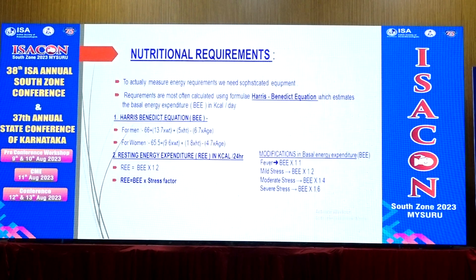Now coming to the nutritional requirements, how we have to calculate. By the Harris-Benedict equation, for men it is 66 plus 13.7 into weight plus 5 into height minus 6.7 into age, and for women it is 9.6. Resting energy expenditure can also be calculated, that is BEE into 1.2.